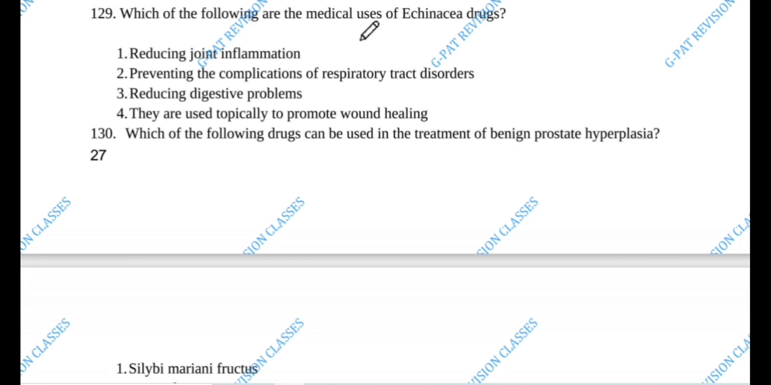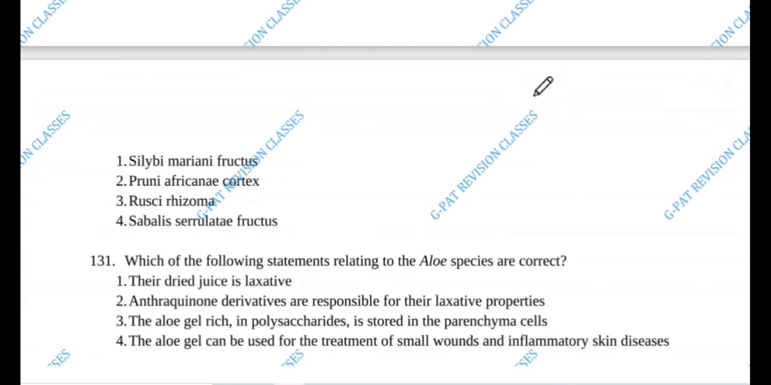Next is question number 129. Which of the following are the medical uses of this drug? The answer is third, reducing digestive problems. The answer is 3.